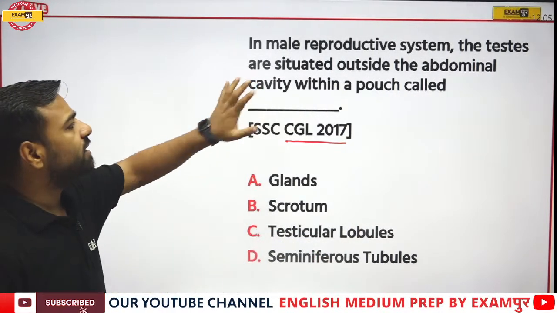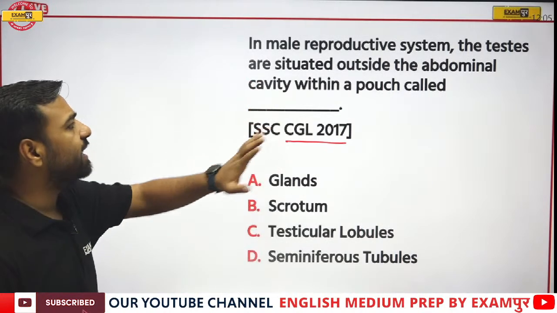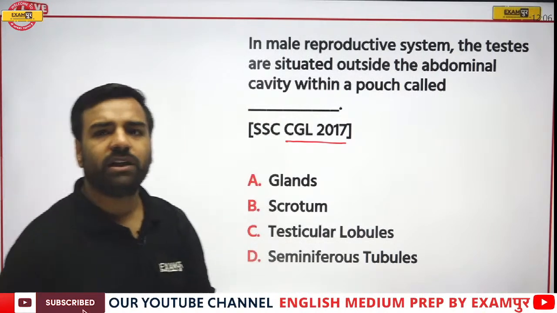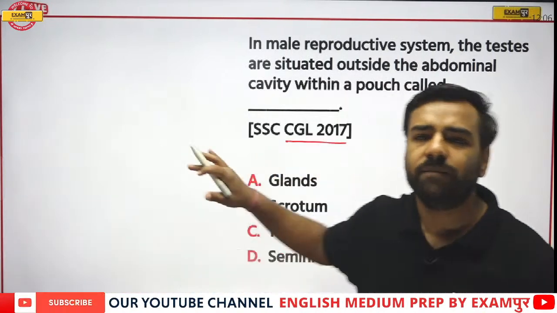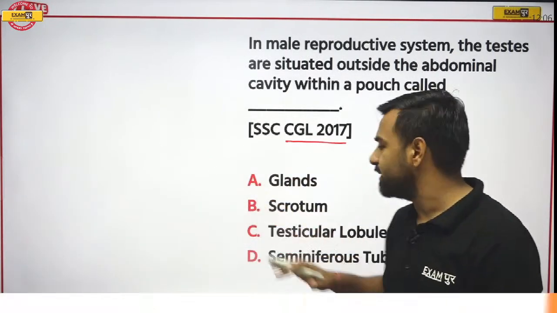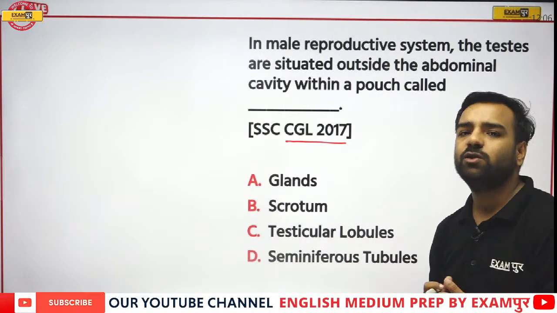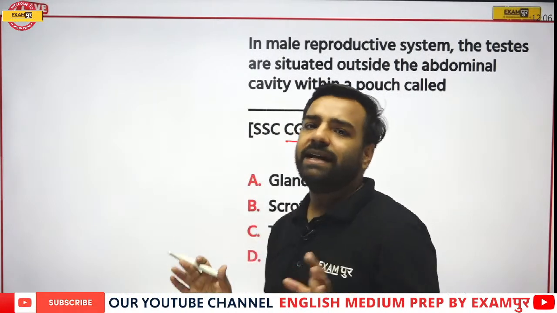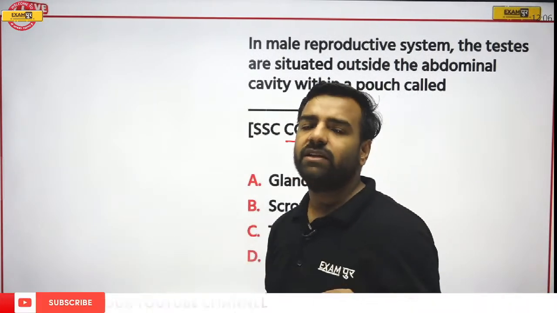In the male reproductive system, the testes are situated outside the abdominal cavity within a pouch that is known as dash. What is going to be the correct answer? Is it glands? Is it scrotum? Is it testicular lobules? Or is it seminiferous tubules? Now see, there is a reason behind everything.